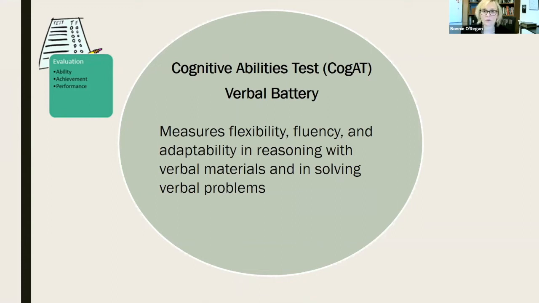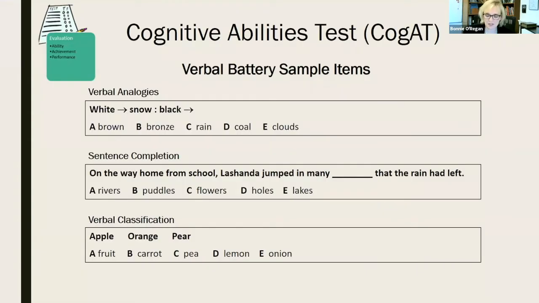And the verbal battery looks at reasoning within the word system. Students are presented with 20 to 24 questions, given a set amount of time in each of 3 different subtests. Those 3 subtests are verbal analogies, where the students are asked to examine a pair of words and think of ways that they are related. Then apply this relationship to a third word to generate a new pair of words related in the same way as the first ones. In sentence completion, students read an incomplete sentence and then select the answer choice that best completes the sentence. In verbal classification, students examine the 3 words and think of ways that they are alike, then select the answer choice that belongs in the same group.